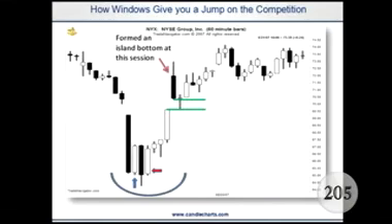Okay, the market had gapped higher and gapped lower. So we formed an island bottom on this session. Everybody see that? Because the market gapped down here and gapped up here.